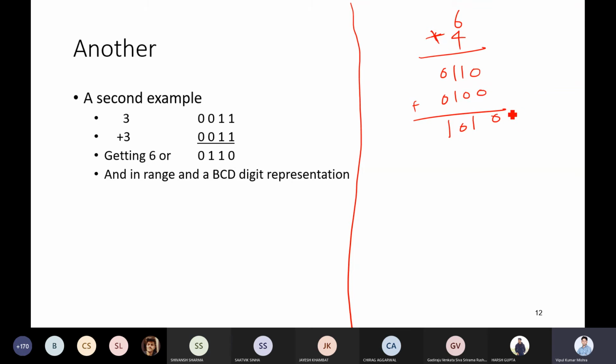Now, if you remember, is this a valid number in BCD? No, sir. No. Right? So in that case, what should come? What do we expect as an output? We expect as an output 0001 and 0000. This is the correct output in BCD of 10. But what we are getting is this.